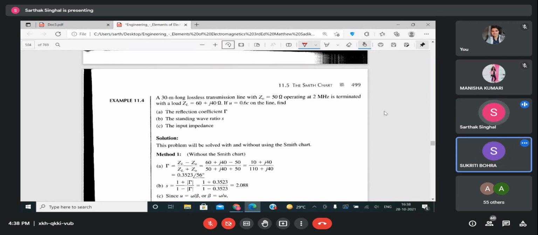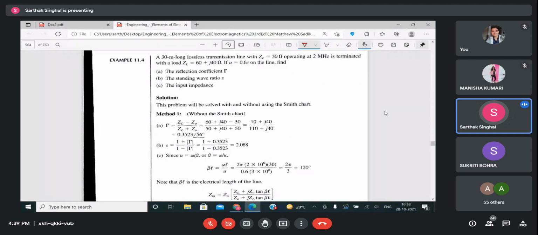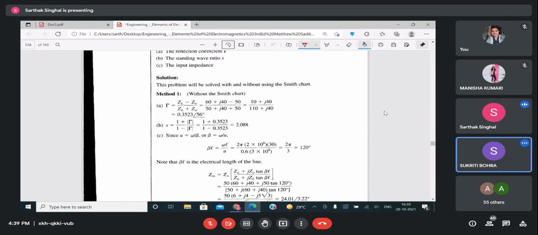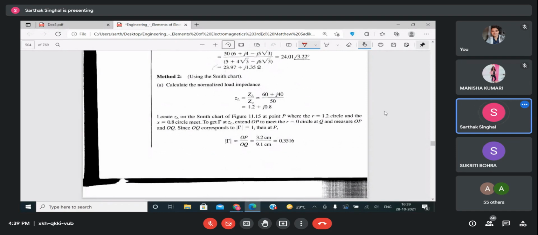Third one is the frequency of the signal. Fourth one is the load impedance, right? And the phase velocity is given to be 0.6 into c. What we have to calculate? We have to calculate the reflection coefficient, standing wave ratio, that is VSWR, and the input impedance. Now we will solve it.